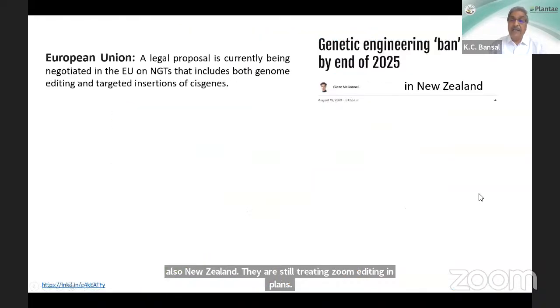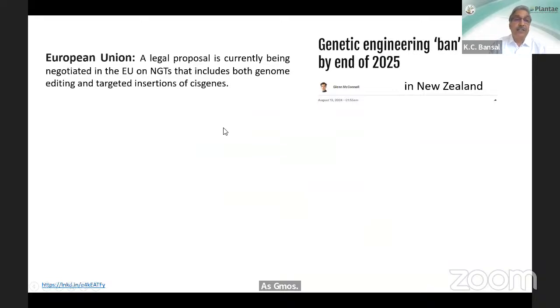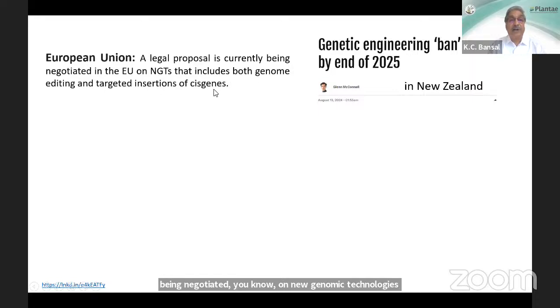But then there are certain good news coming across, as you can see actually in July and August, European Union, for that matter, a legal proposal is already being negotiated on new genomic technologies that includes both genome editing and targeted insertions of cisgenes. We hope that the result will come out soon.